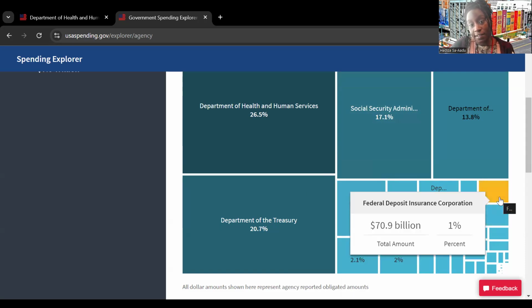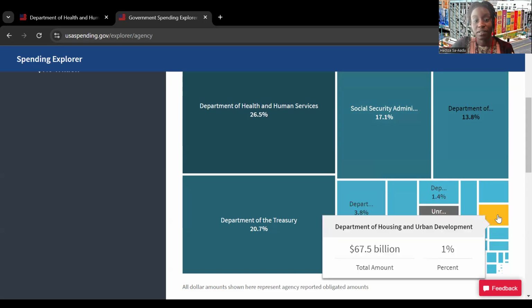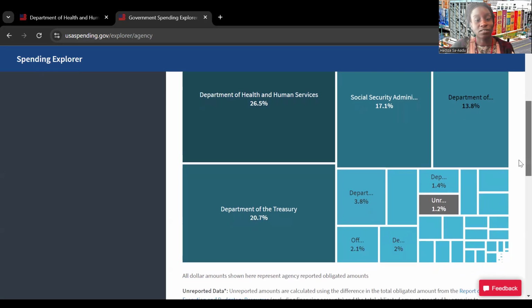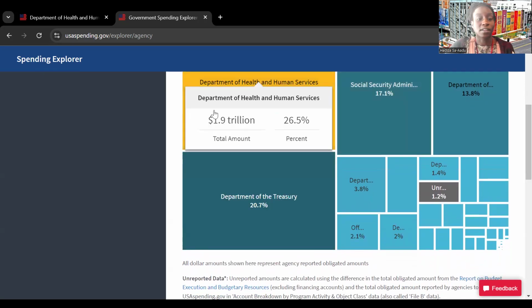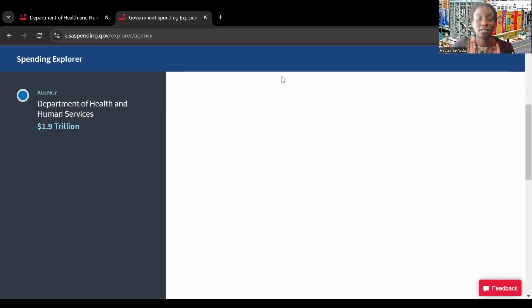We've got the Federal Deposit Insurance Corporation, Department of Housing and Urban Development at 1% of our budget. Let's drill down. We can take a look at the portion of the budget that is the largest, the Department of Health and Human Services.